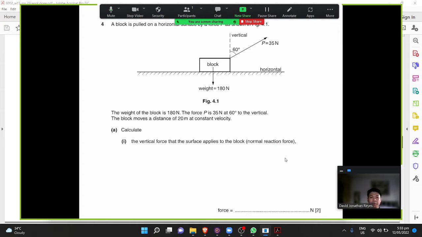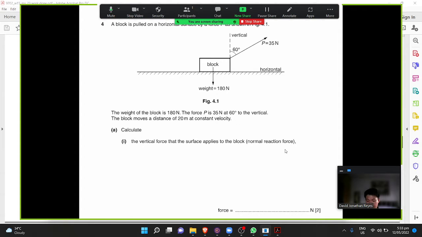Here we have a problem where we are trying to pull a block at an angle and we want to find out what is the vertical force that the surface applies to the block, or the normal reaction force. In order for us to solve that, we just need to find out first what is the vertical component of the 35 Newton force that is actually at 60 degrees.